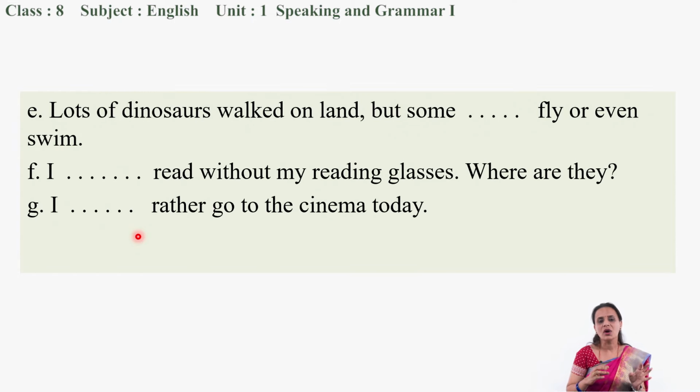Lots of dinosaurs walk on land, but some walked. Past tense is there. So, could. Okay, past ability. Could. I blank space is there, read without my reading glasses. Where are they? Very good. I cannot read without my reading glasses. Where are they? Now see. I blank rather to the cinema today. And for rather we always use what? Would.